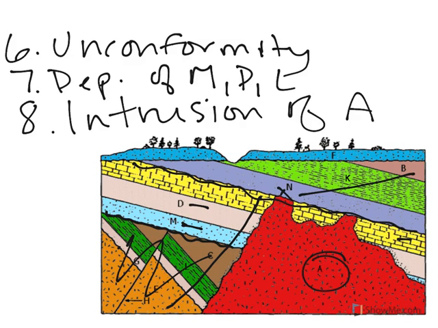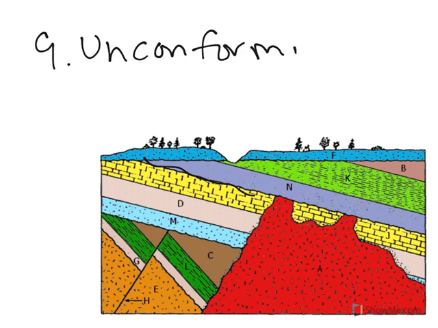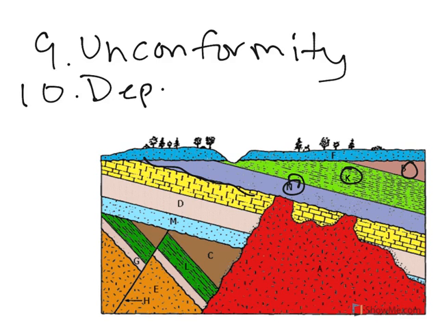Now we're going to keep moving up, just like we did before. And as we keep moving up, after A, we see we have that unconformity. So that's going to be our step 9. And after the unconformity, we can keep working our way up. We see that we have N, K, and B. So we have to deposit those. So we have the deposition of N, K, and B.